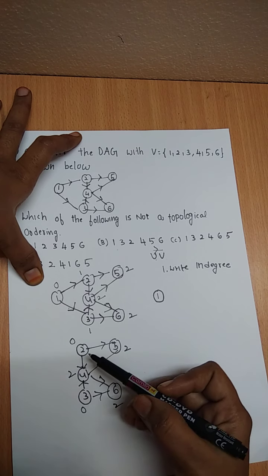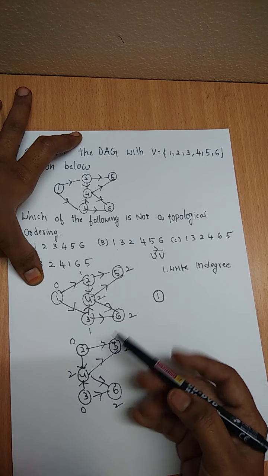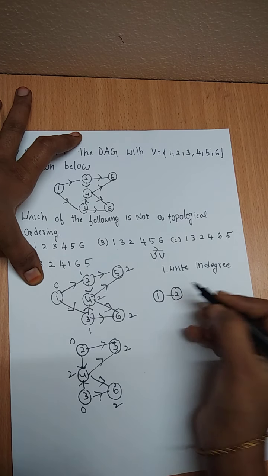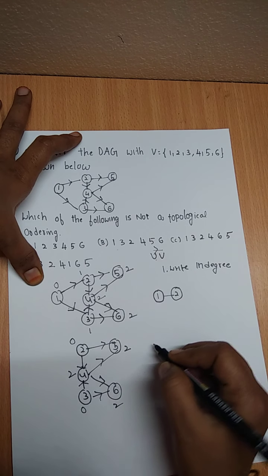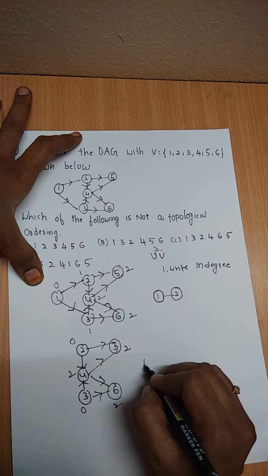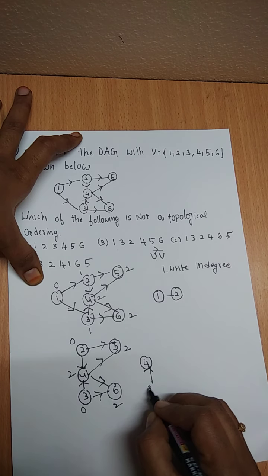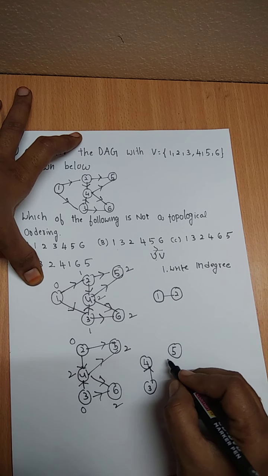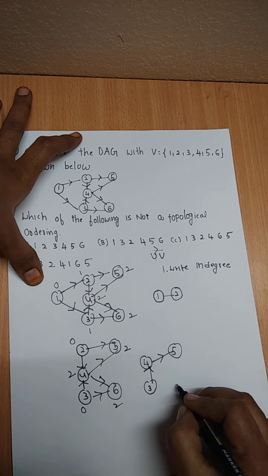Now, consider among these two one vertex. First consider the one vertex 2 and write it in the topological ordering and remove that vertex and write the remaining graph. You may remove either 3 or 2. First I am removing 2 and writing the graph. Remove 2 and its corresponding edges.